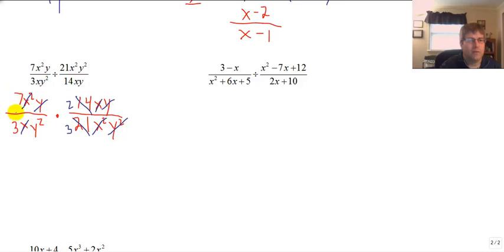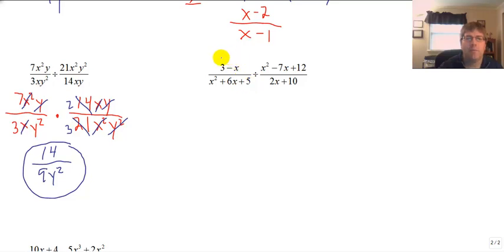Let's see what we got here. It looks like we have 7 times 2, so we have 14 all over 3 times 3 y squared, all over 9y squared. Let's take a look. Am I done? Have I completed all the simplifying? I don't have any common factors in 14 and 9. It looks like I am all set. There's my final answer, 14 over 9y squared.